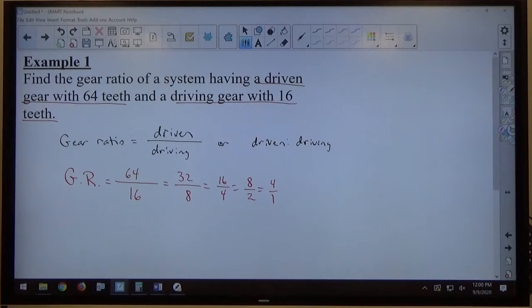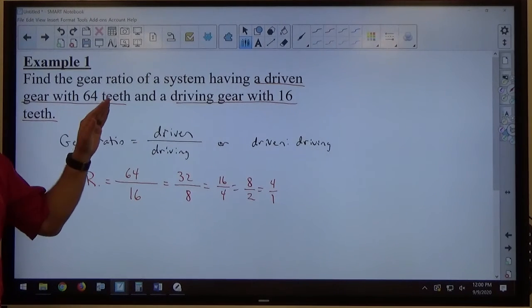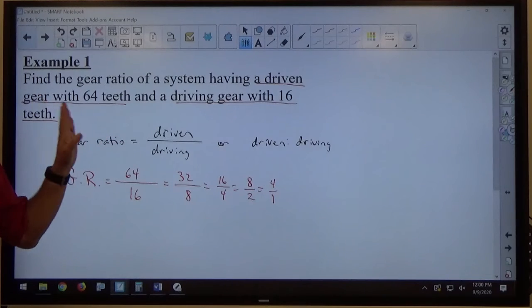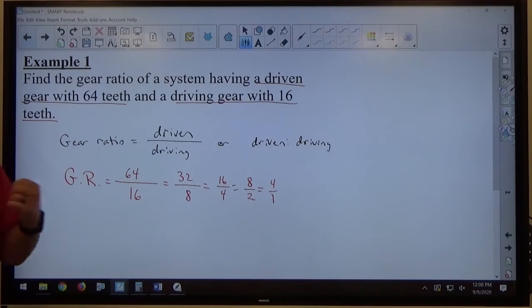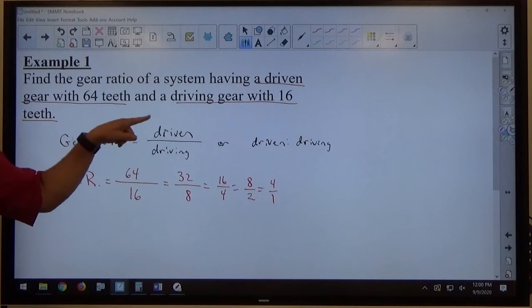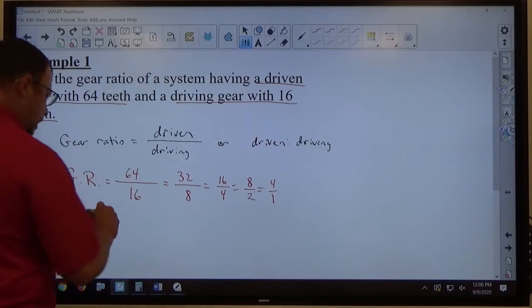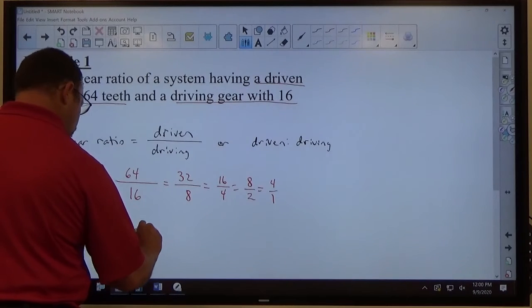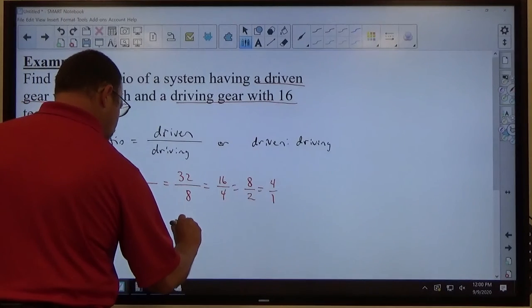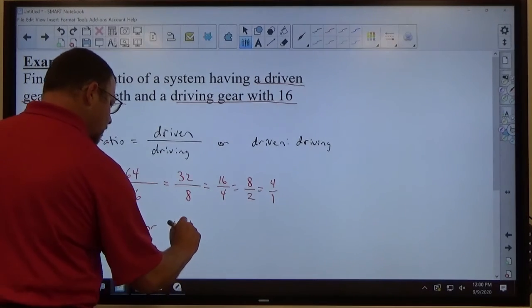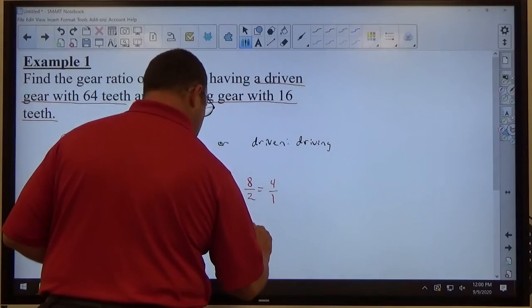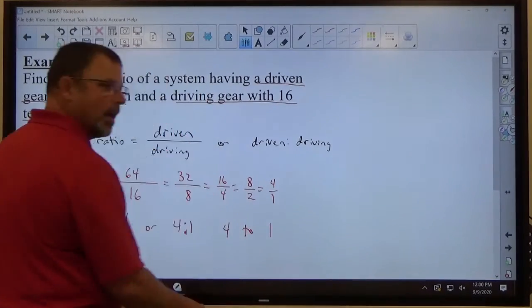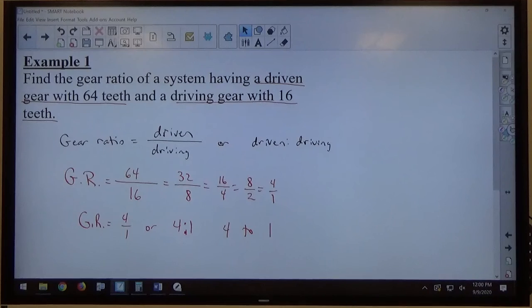So the other thing about ratios is you do want two numbers in the ratio. So 4/1 is the same as the number 4, but with a gear ratio, we want 4/1. So we can write it, the gear ratio is equal to 4/1, or you can say 4:1. Any one of those ways is the proper way to write a ratio.